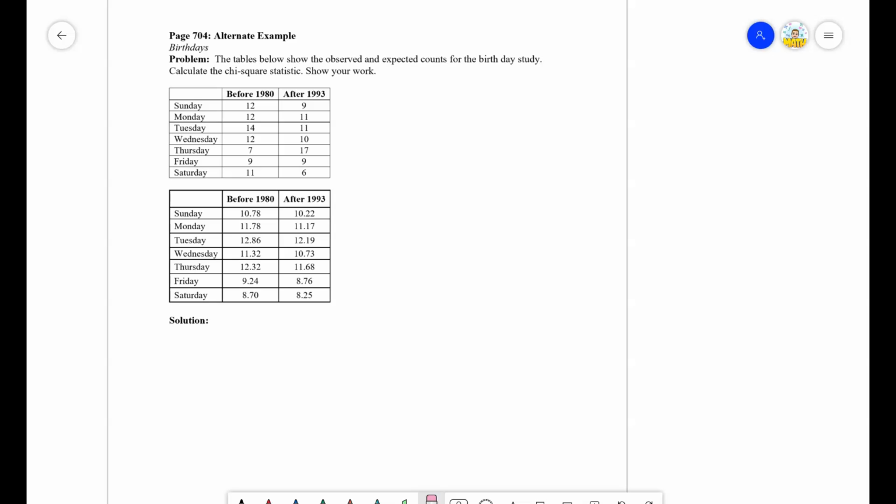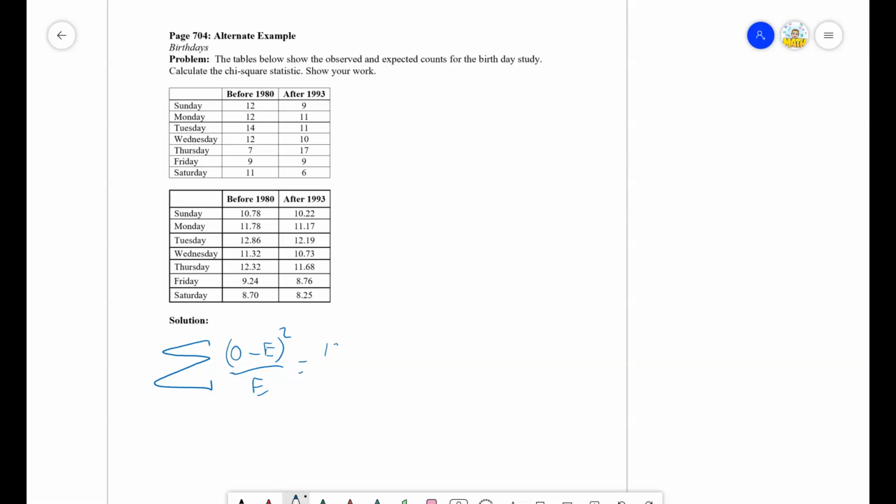So the table below shows our observed and our expected counts. We have them all. How do we calculate the chi-squared statistic? Show your work. Well, we would let the calculator do this all the time, but I'm going to just write down that it's the observed minus the expected squared divided by the expected, and it's a summation. So I have to add a bunch of stuff up.